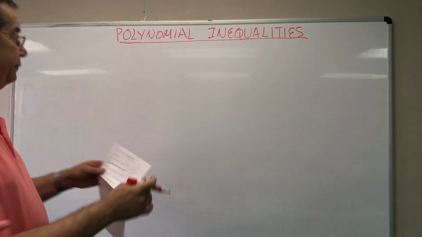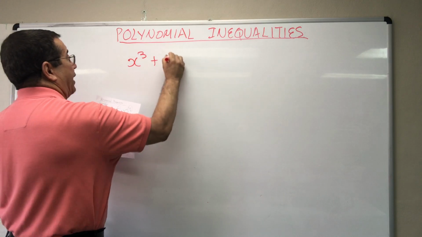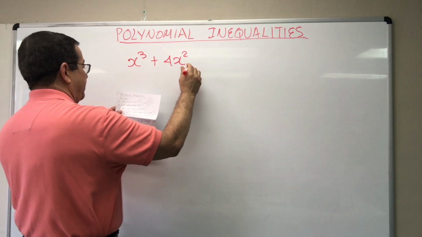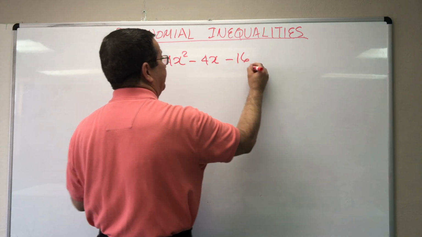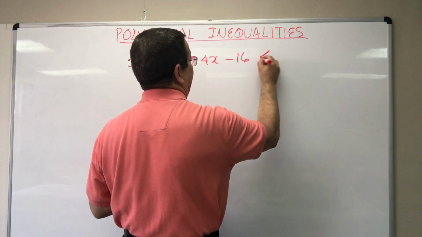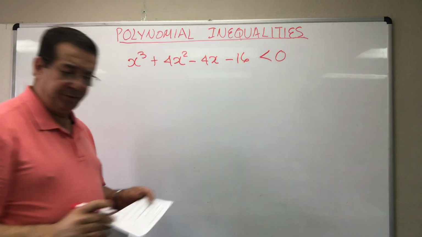Next problem is x to the third plus 4x squared minus 4x minus 16 less than 0.